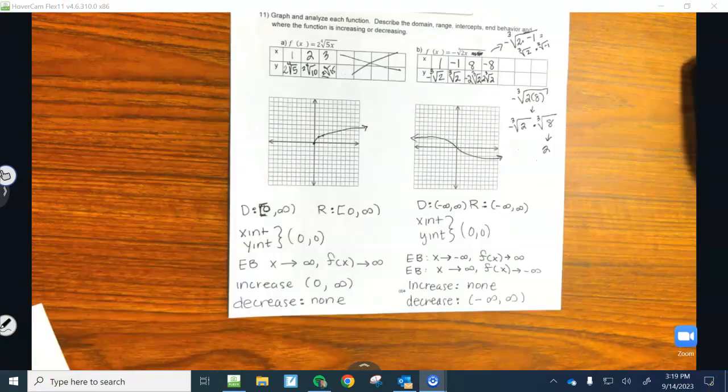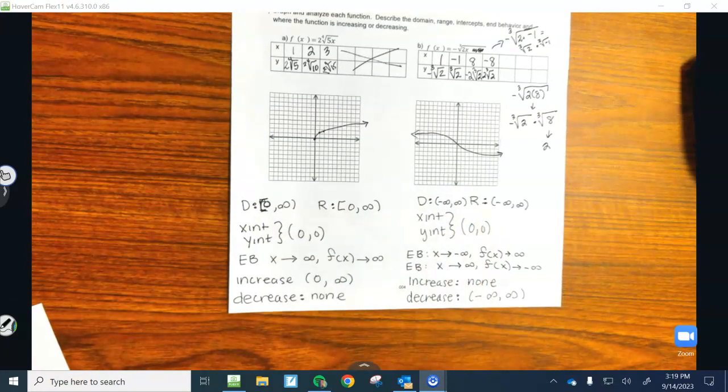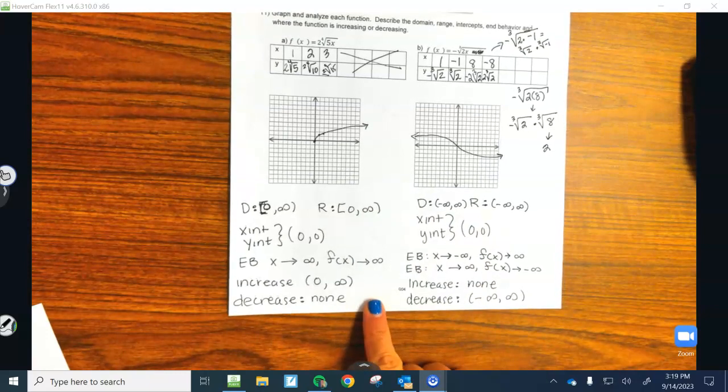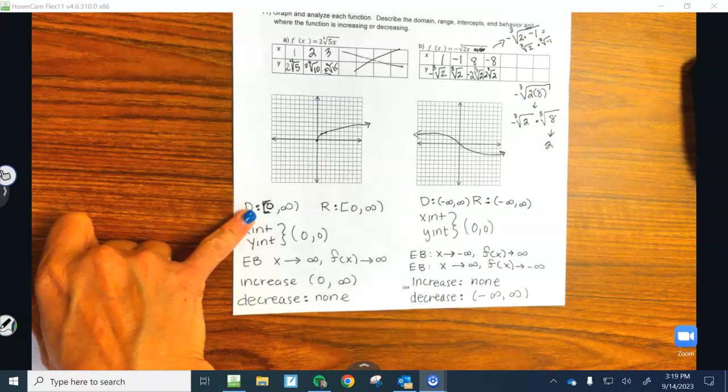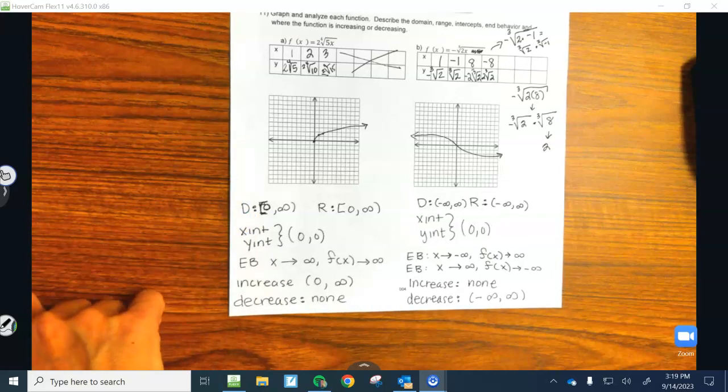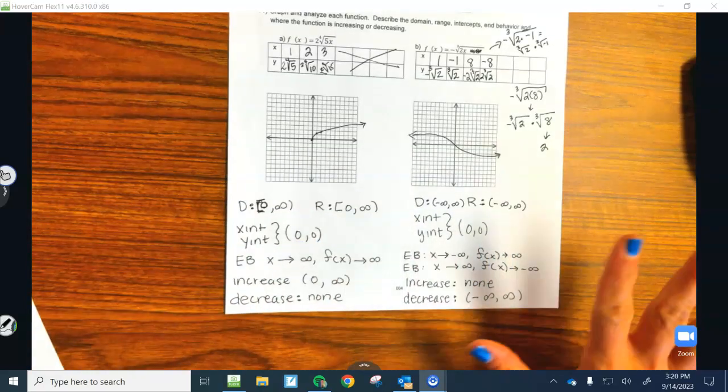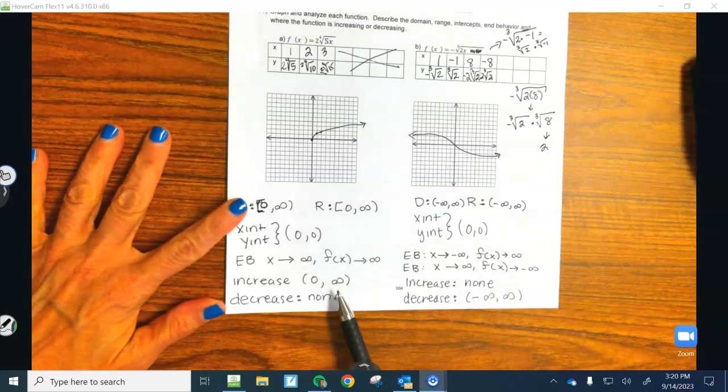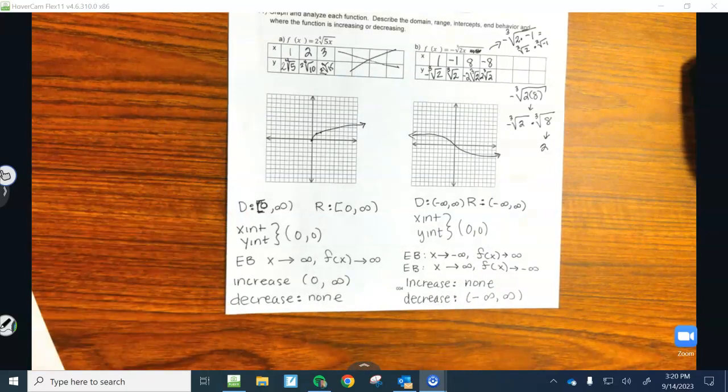Go ahead and check these answers real quick and make sure that you understand them, because I'm going to ask you questions about them. Please note that as a bracket, we do include 0. Please remember these are just plain ordered pairs. Please remember you never include brackets on increasing or decreasing.